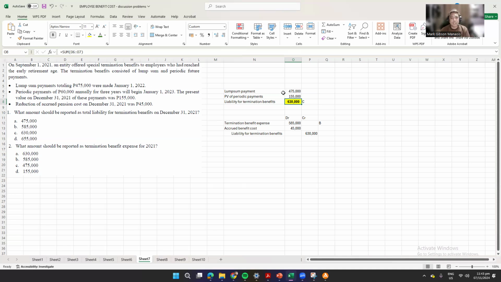So that's 475,000. Next, the present value of periodic payments. Remember, we're going to pay annually for 3 years. How much would be the present value as of year end 2021? It's given, it's 155,000. So that's 475,000 plus 155,000. We get 630,000 or letter C. Next, what amount should be reported as termination benefit?